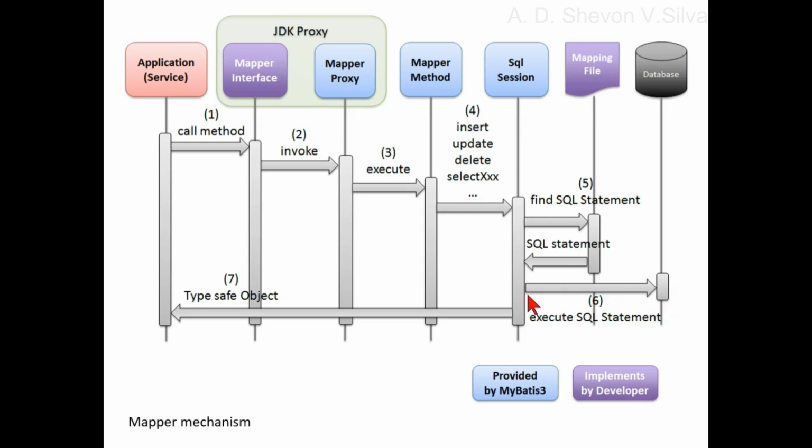7. The SQL session converts SQL execution results to a Java bean, etc., and returns them to the application. When the number of records or the number of updated records is to be fetched, a primitive type or primitive wrapper type, etc., forms the return value.